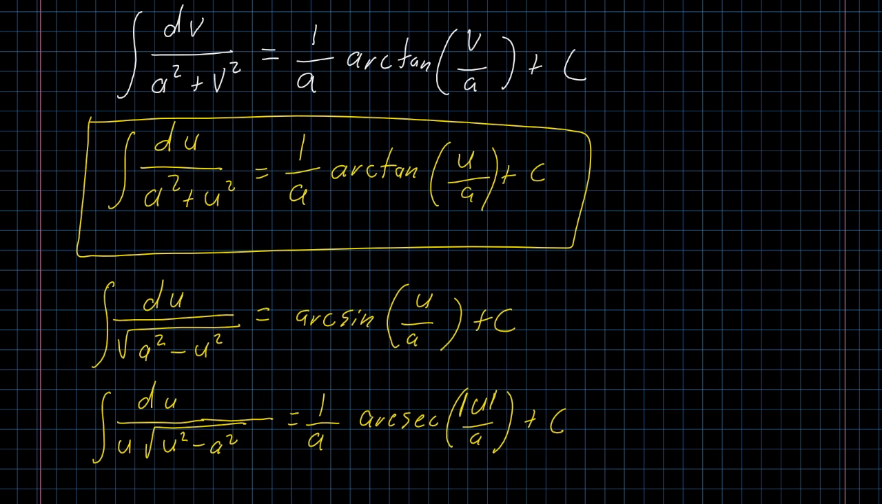So a couple of minor things to pay attention to. Places where lumping these together tends to get students a little bit mixed up. In the arctangent and arcsecant formulas, there is a 1 over a in front. That does not show up for arcsine.